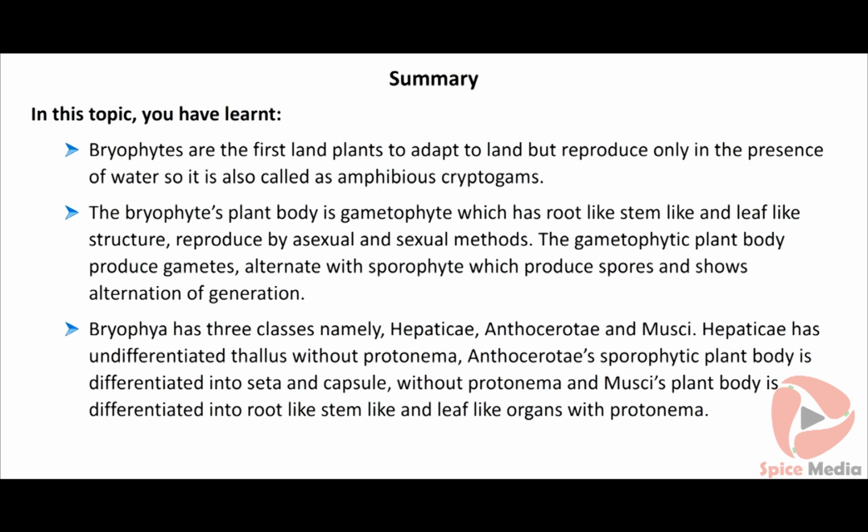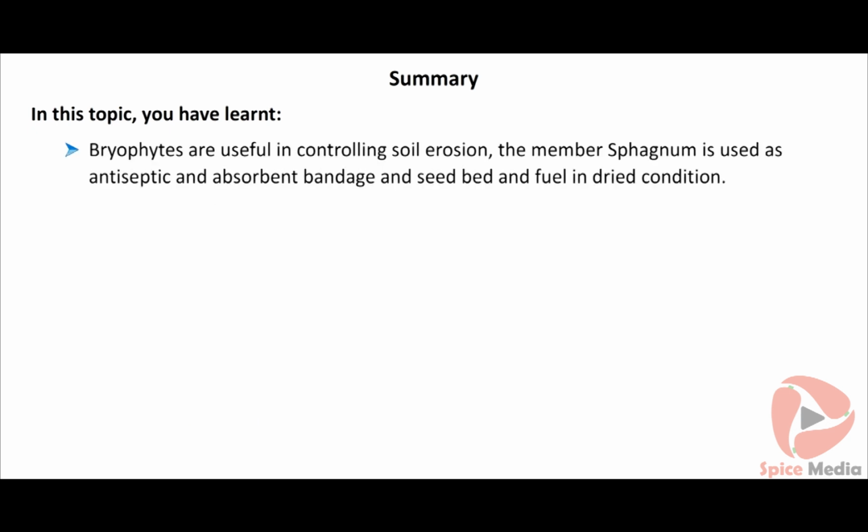Bryophyta has three classes, namely Hepaticae, Anthocerotae and Musci. Hepaticae has undifferentiated thallus without protonema. Anthocerotae's sporophytic plant body is differentiated into seta and capsule without protonema, and Musci's plant body is differentiated into root-like, stem-like and leaf-like organs with protonema.